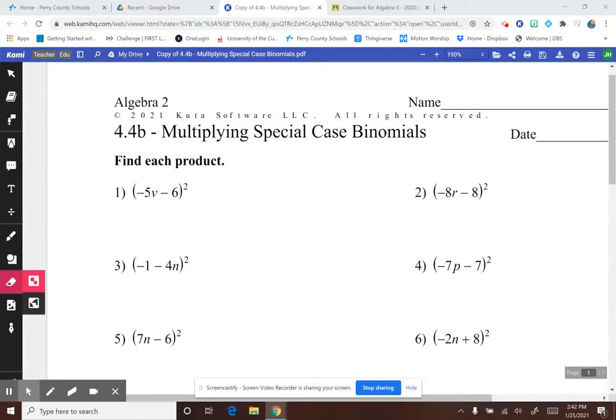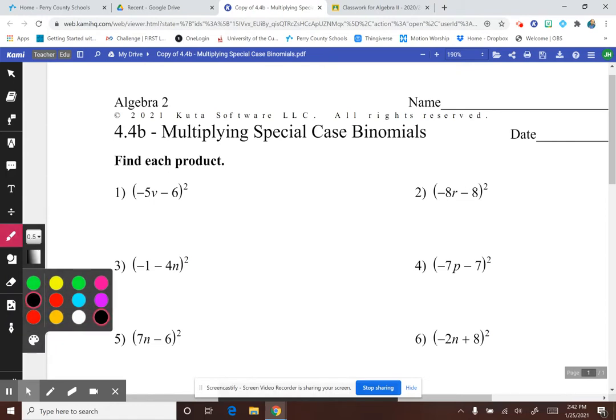All right, guys, today we're moving on to 4.4b, multiplying special case binomials. This is going to be really familiar to you since, especially over the last couple of days, we've been working on multiplying regular binomials together. Here, you're just going to see some special cases that we're going to be looking at.